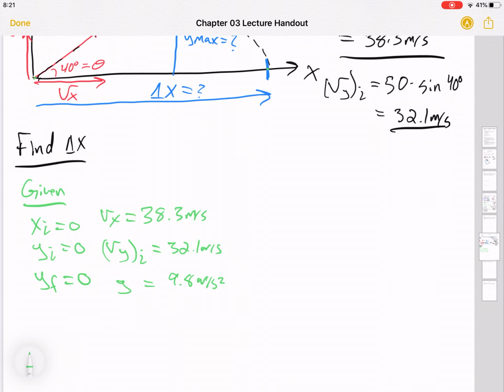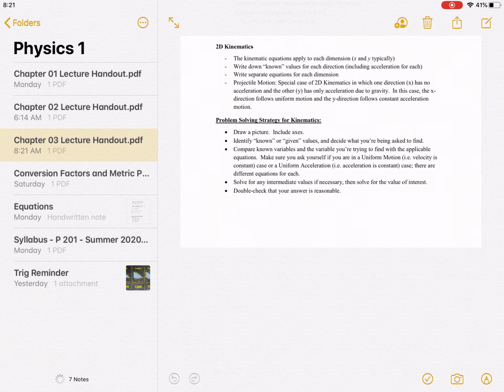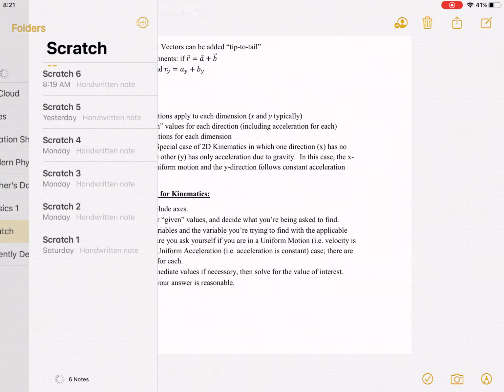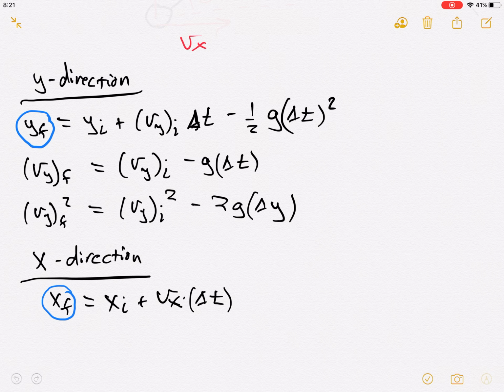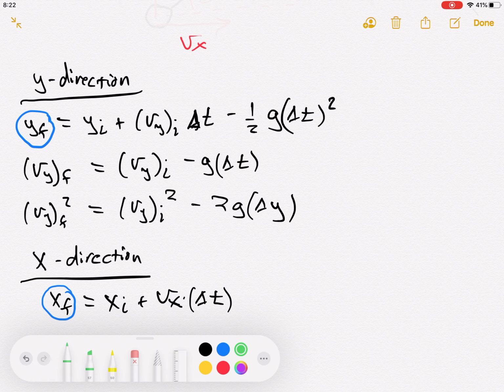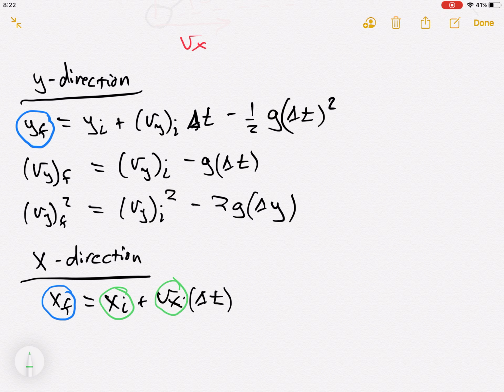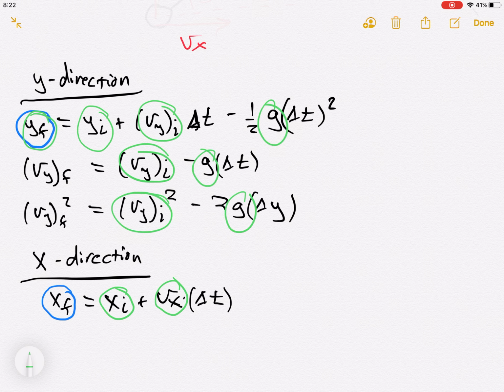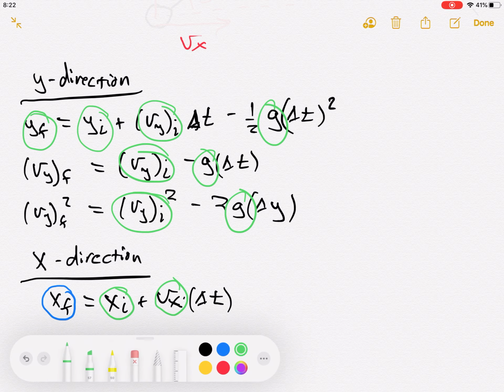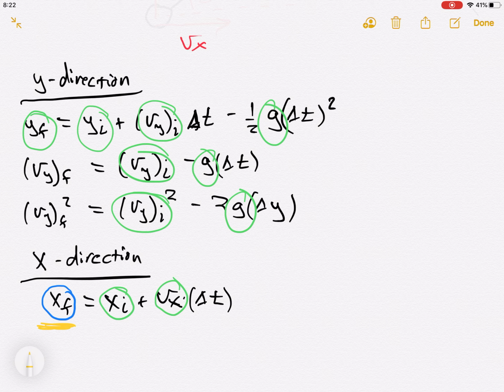Okay. This is great, except, so we'll go back to our list of equations. And I can say, okay, what do I know? I know x initial. I know Vx. I know y initial. I also know y final for this part of the motion. I know Vy initial. I don't know Vy final. I know g. So I'm kind of left in a pickle, and I'll tell you why. I would like to find x final, but I can't use this equation. This is the only equation that x final shows up in, and I don't know delta t. So that's two things I don't know in one equation, which leaves me in a bind.